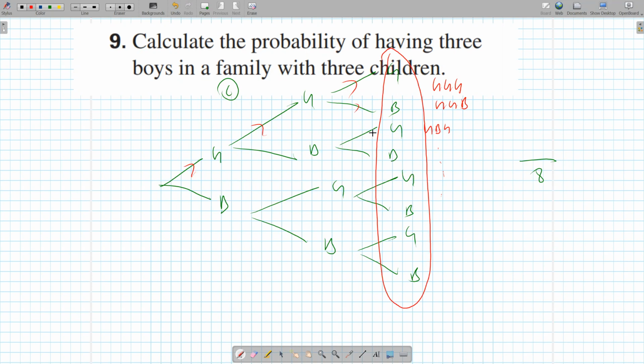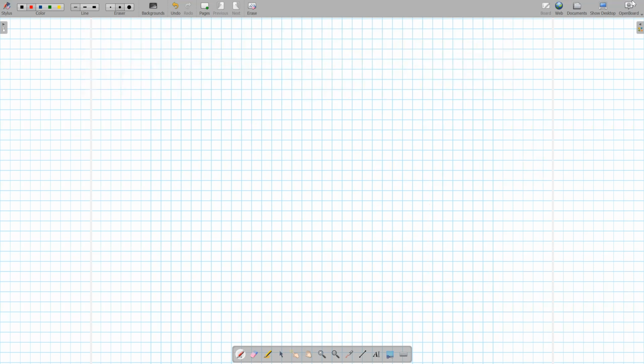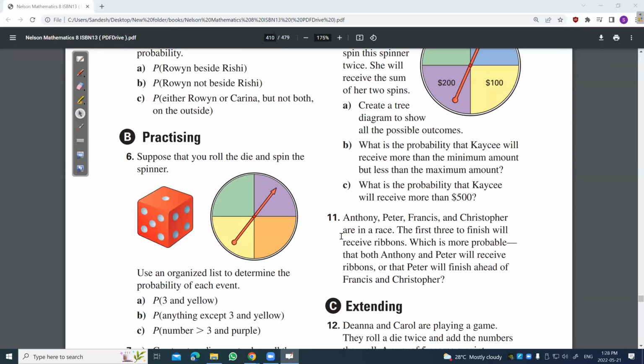Okay. And it says having 3 boys. 3 boys means B, B, and B. What's the probability? Is it just 1? Yeah, it's just 1 out of 8. 12.5%, that is. Cool.